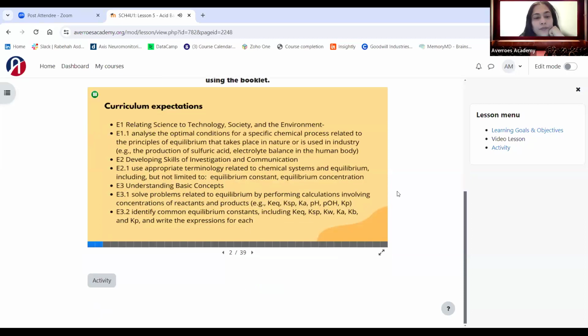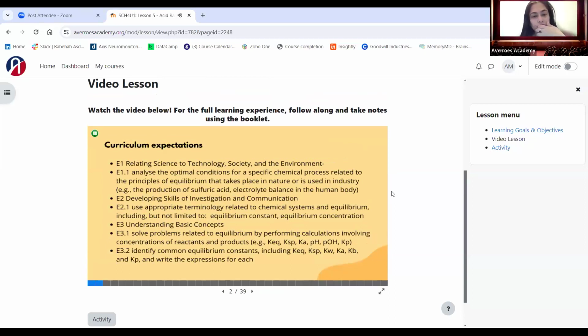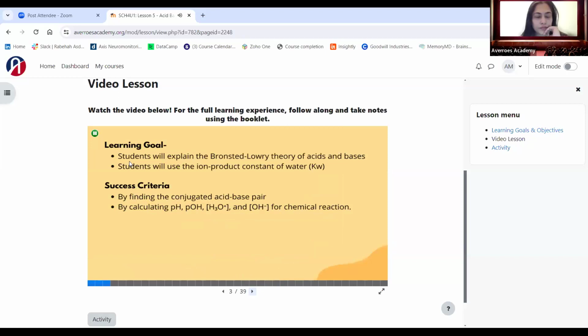As always, here's your curriculum expectations. So analyze the optimal conditions for a specific chemical process related to the principles of equilibrium. Use appropriate terminology related to chemical systems of equilibrium, and solve problems related to equilibrium by performing calculations. And then 3.2, identify common equilibrium constants and write their expressions. More importantly, your learning goals and success criteria. Students will explain the Bronsted-Lowry theory of acids and bases and use the ion product constant of water, or Kw. And your success criteria, you'll do this by finding the conjugate acid-base pair and by calculating pH, pOH, H3O+, OH- concentration of those four chemical reactions.